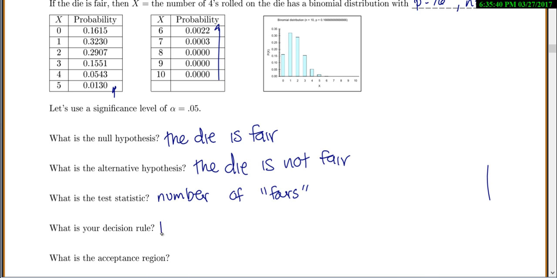Five. Okay. So let's find the probability that x equals 5, 6, 7, 8, 9, or 10. So adding them all together is 0.0155.